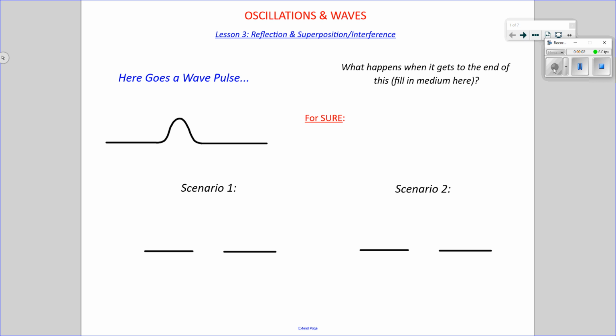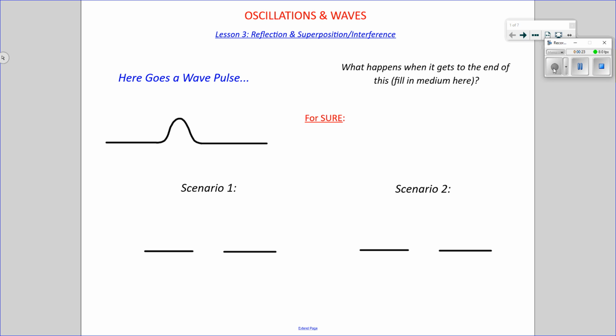Howdy, people. We're going to spend some time on oscillations and waves, and specifically we're going to talk about things that waves do, in two main areas: reflection and superposition slash interference. So here's what I mean.